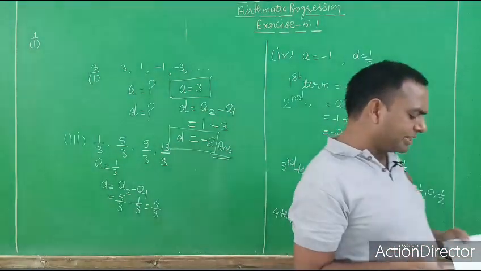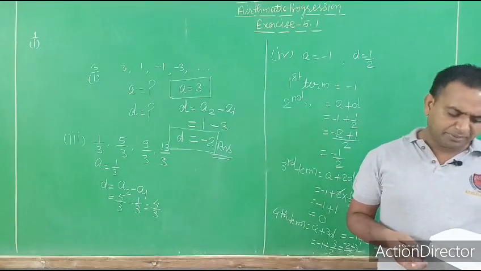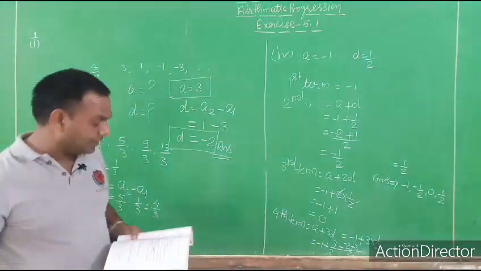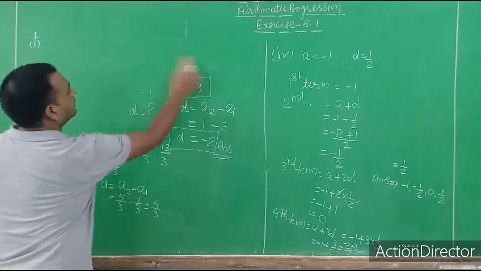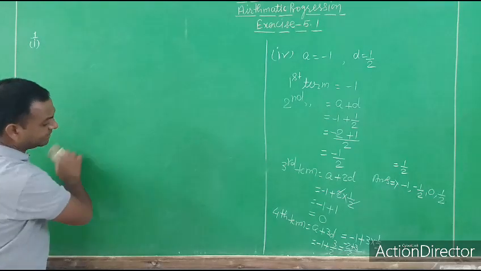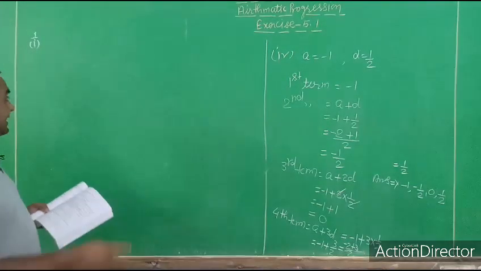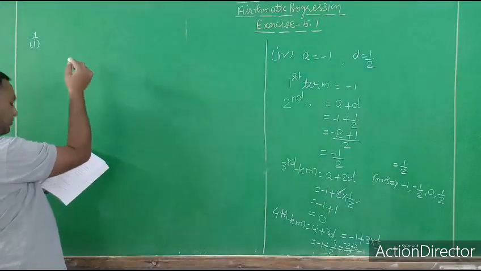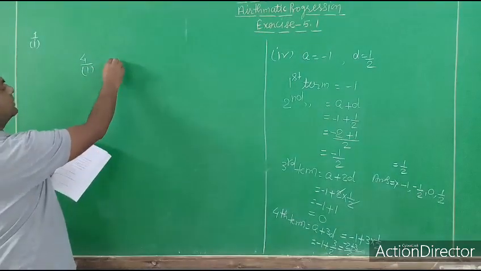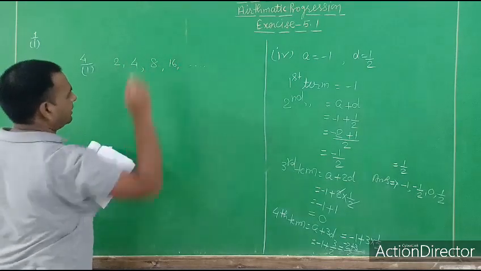Next, question number 4. Which of the following are APs? If they form an AP, find the common difference D and write 3 more terms. Here is question number first. All of you see that in question number first, the condition is that first you find whether the given series is in arithmetic progression or not. And the second condition, if the series is an arithmetic progression, then you find the next 3 terms. Fourth of first questions, that is 2, 4, 8, 16 and so on.